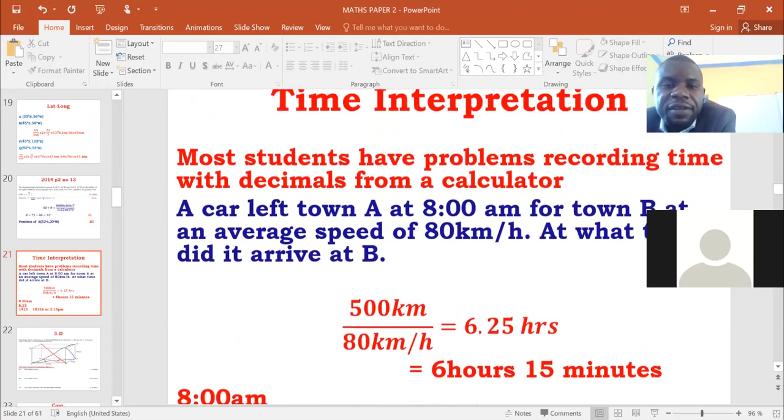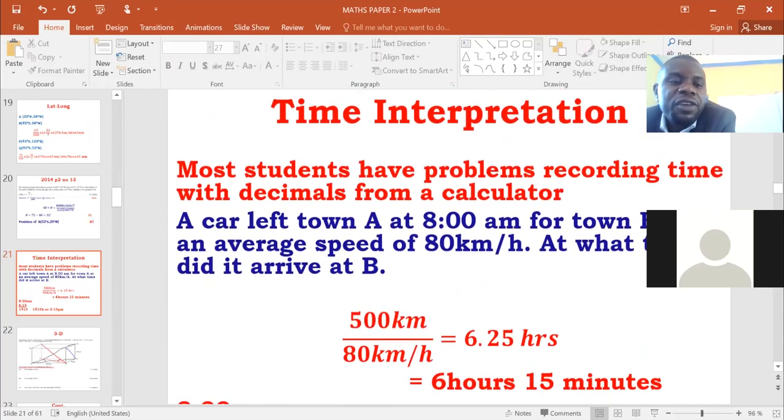This is time interpretation. We work with calculators, and most of the time when you find a decimal, especially with the time, most students always confuse the time that they get from the calculator and the actual time they're supposed to record. That's a simple example of a car traveling from point A to point B. The distance between A and B is given as 500 kilometers, but the average speed is 80 kilometers per hour. Then you are asked at what time did the vehicle arrive at point B.